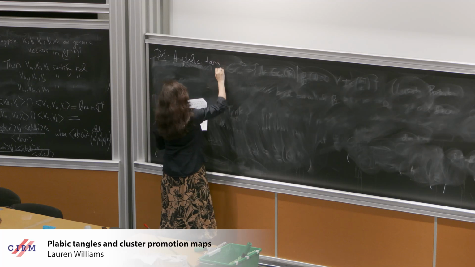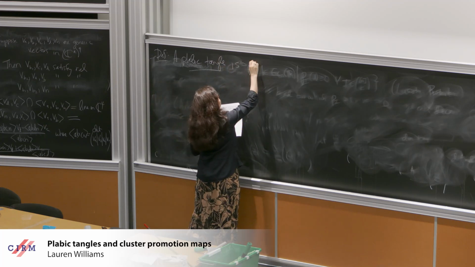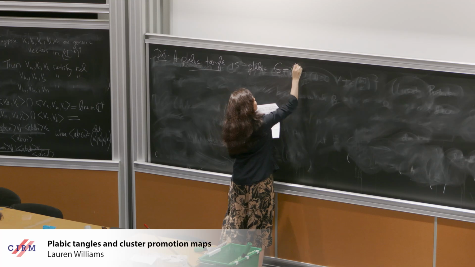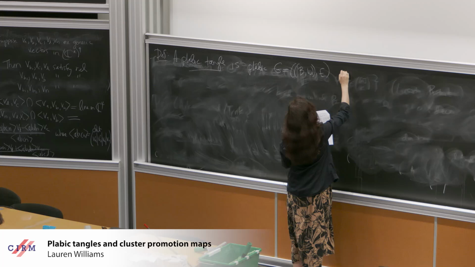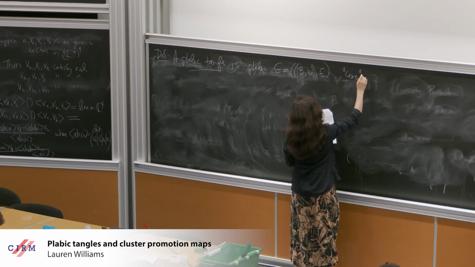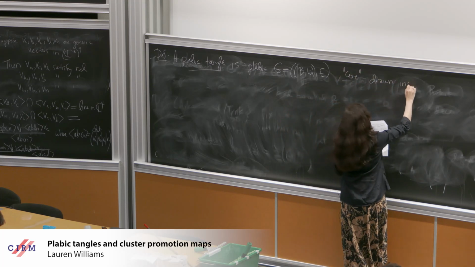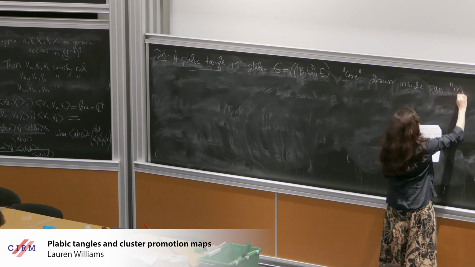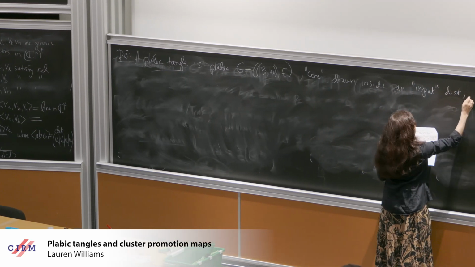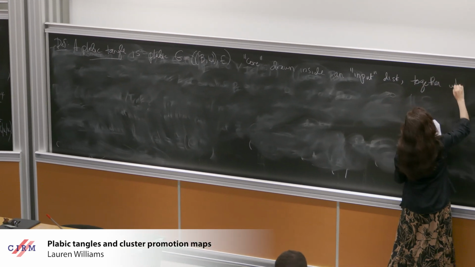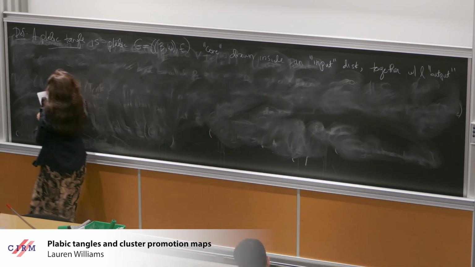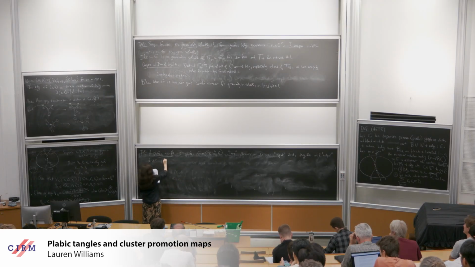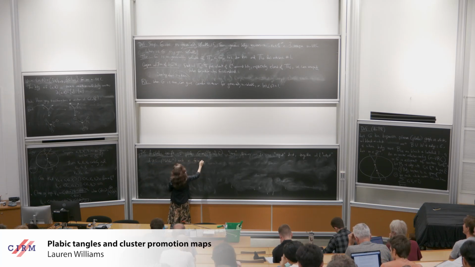So a Plabic tangle is a Plabic graph G. So we have our black and white vertices. We have our edges. And this Plabic graph is going to be called the core, drawn inside an input disk together with L output disks, which we also call blobs, each in some face of G.